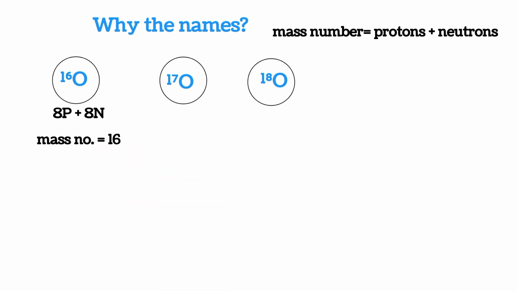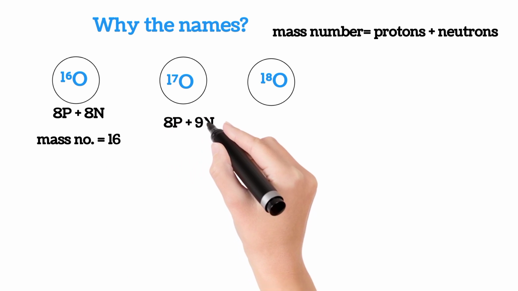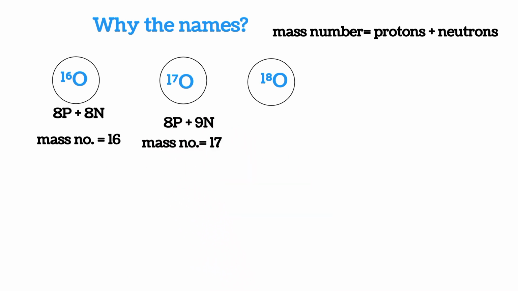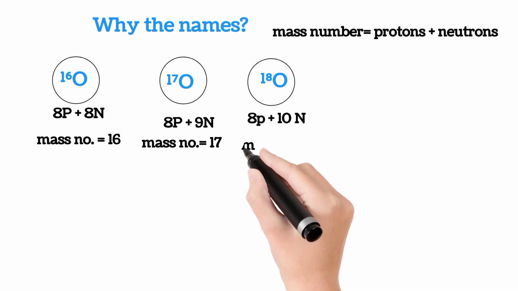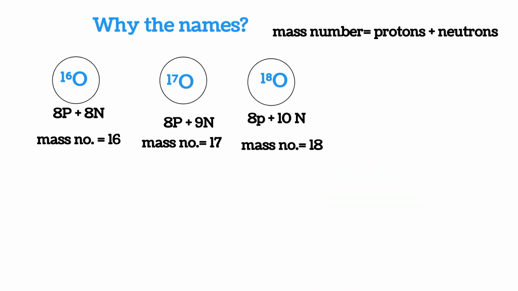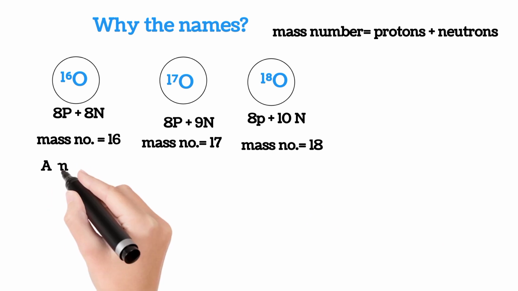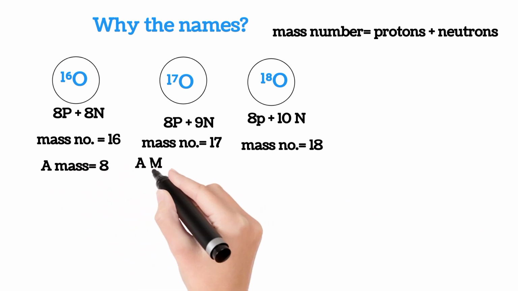So in oxygen 16, we have 8 protons plus 8 neutrons, giving us a mass number of 16. Oxygen 17, we have 8 protons plus 9 neutrons, giving us a mass number of 17. Oxygen 18, 8 protons plus 10 neutrons, give us a mass number of what? 18.